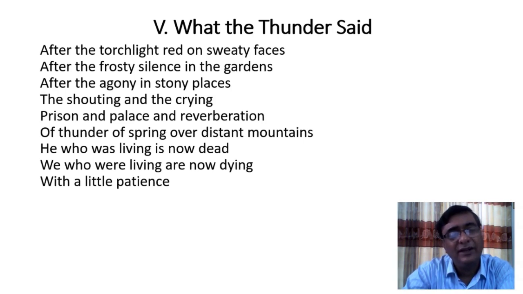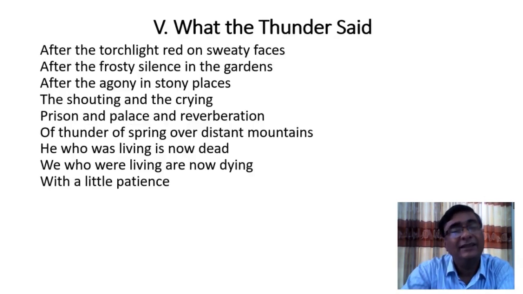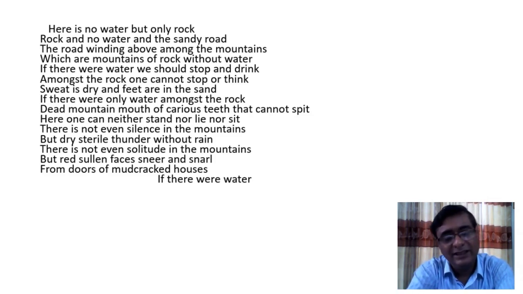We who are living are now dying with a little patience, and we people who are also living are now dying with little patience. Here is no water, but only rock, and no water, and the sandy road. Now, I want to share one more thing with you about What the Thunder Said in this section. You will notice three types of journey, or three types of movement. Basically, these three types of movement we are observing from the beginning of The Waste Land.